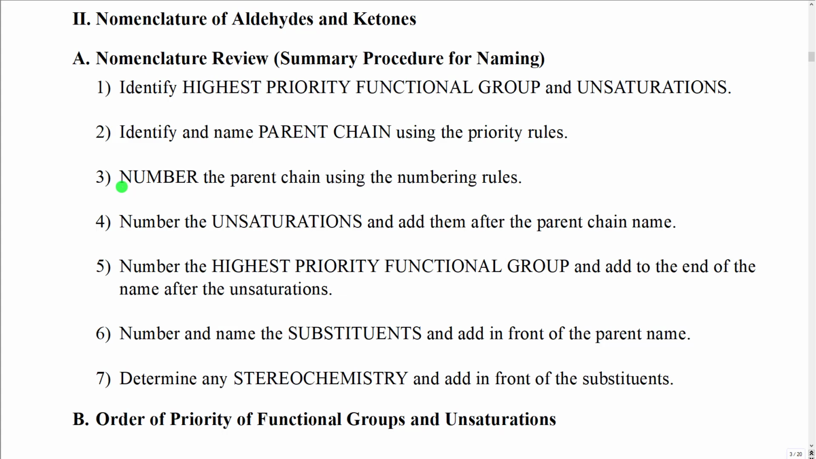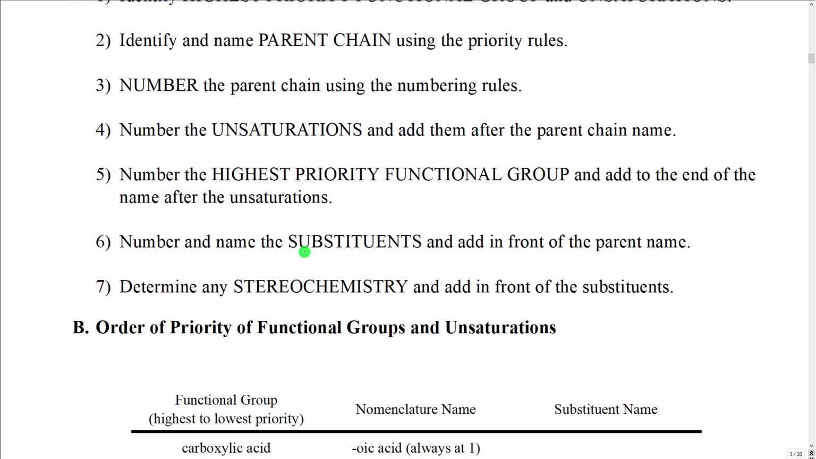also numbering the unsaturations. Number the unsaturations and add their name after the parent chain name. We would number the highest priority functional group and add that name to the end of the name after the unsaturations. We would then number and name the substituents and list those in front of the parent name, and finally determine any stereochemistry.